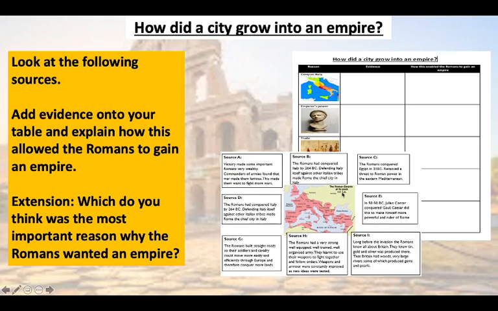worksheets, please. And then for your extension task, if you manage to finish that, I would like you to have a think about which do you think was the most important reason why the Romans wanted an empire. So which of those reasons, conquering Italy, military expansion, building the Roman roads, the emperor's power or Romans' power, which one of those was the most important reason that was going to help the Romans create an empire? Okay, so if you want to pause the video here for about 10 to 15 minutes and complete those worksheets for me, please.